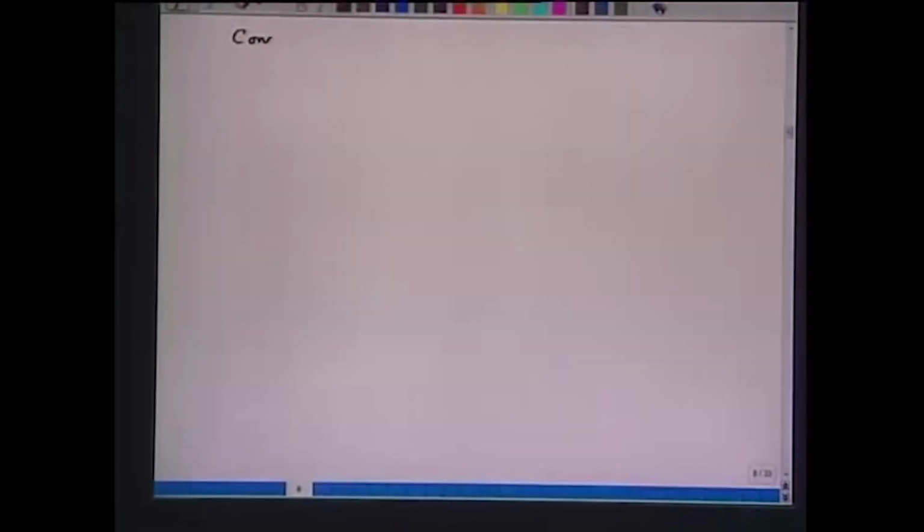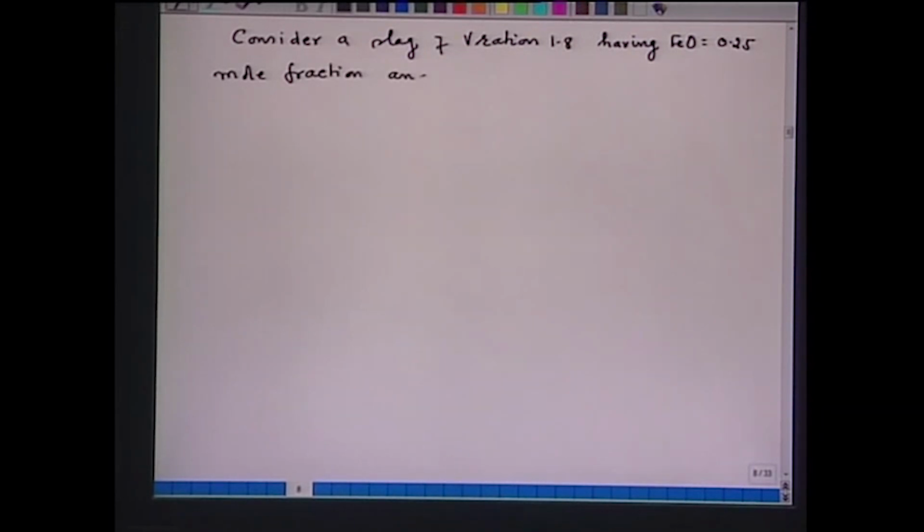So, now I will illustrate with a problem. Let us consider a slag of V ratio. V ratio means basicity. Basicity means all basic oxide upon all acidic oxide equal to 1.8, having FeO mole fraction equal to 0.25, and mole fraction of MnO equal to 0.06. We will assume that gamma MnO is given to us, equal to say 1.6. Now, let us determine the manganese content of steel.